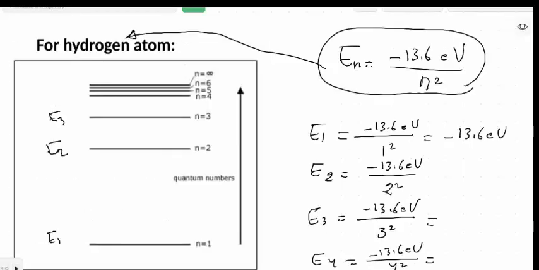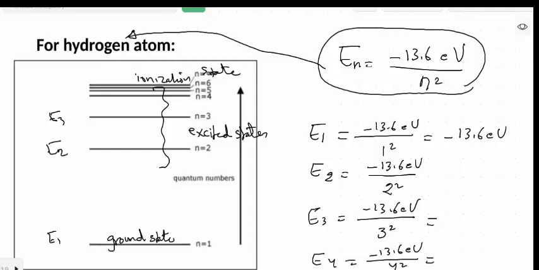Now let's move back a little bit. n equals 1, the nearest level to the nucleus, we call it the ground state, or ground energy level, same idea. The other states, what do we call them? We call them excited states, or excited levels, same idea. And the last state here, we call it the ionization state.